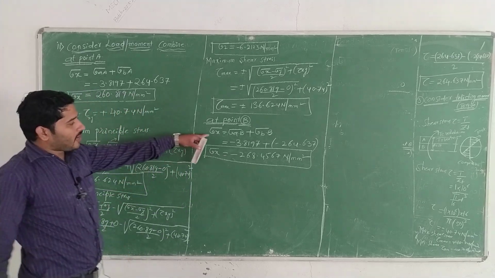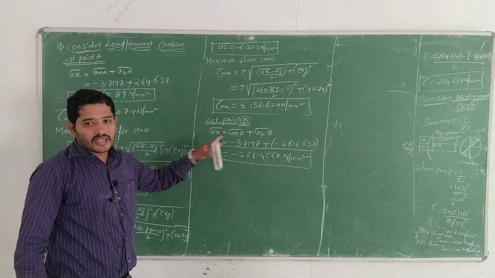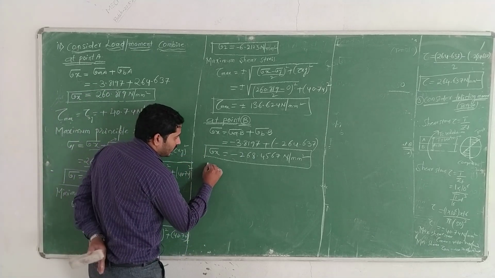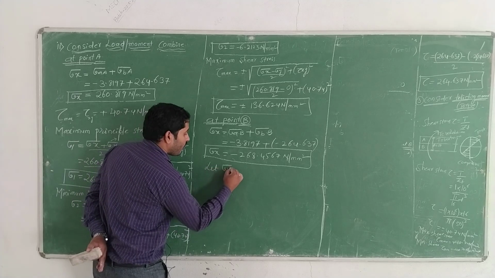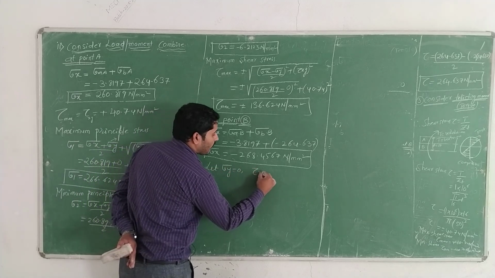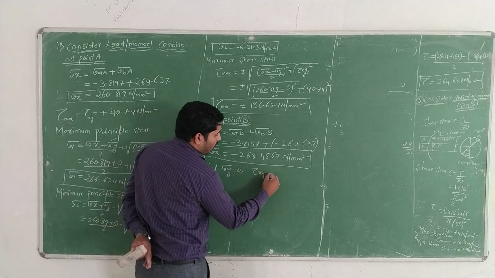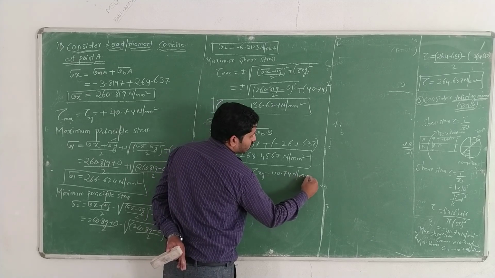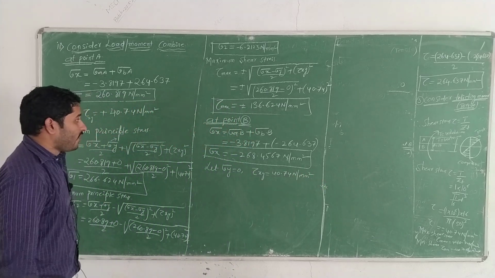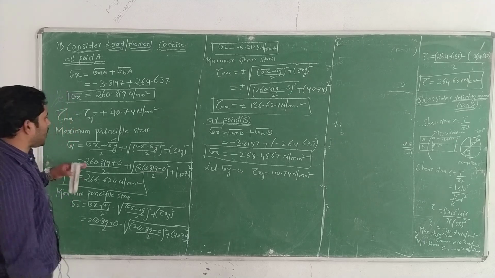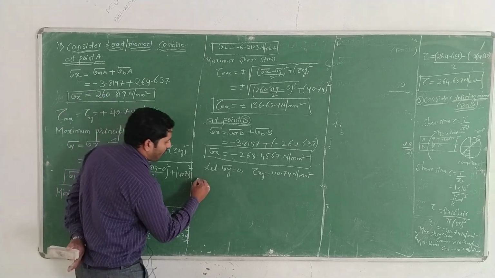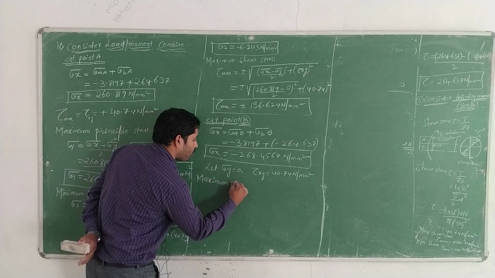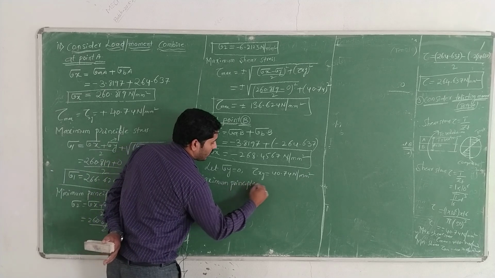Again, the same case: sigma y value is 0 and tau xy, the shear stress, how much is there? 40.74 Newton per mm square. Okay dear, again what we need to find out? Again we need to find out the same maximum principal stress.